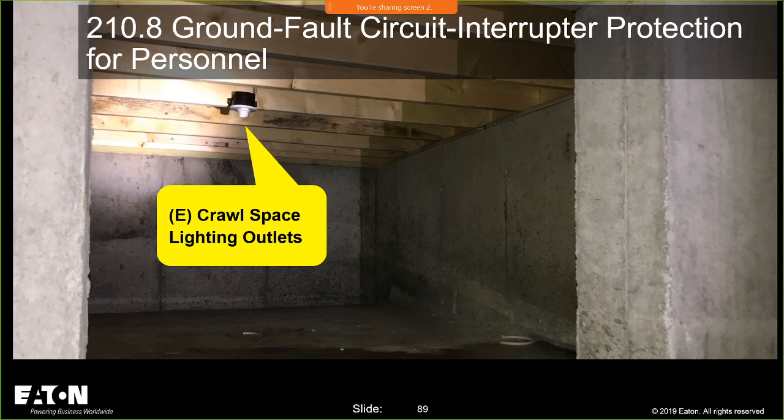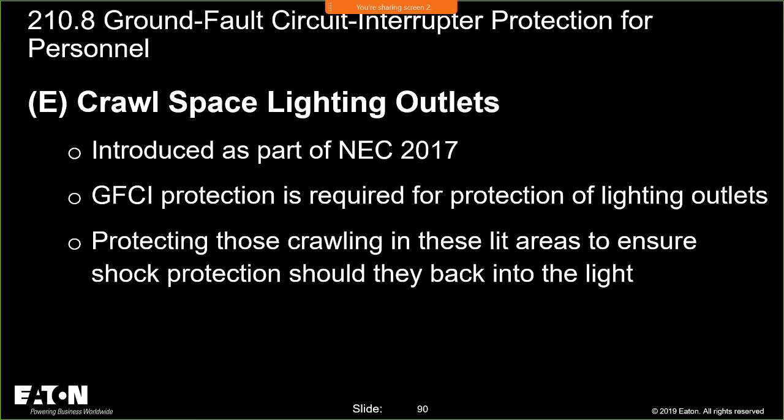Crawl spaces. This one generated some discussion. We added in 210.8 a whole separate section (E) for crawl spaces. Lighting outlets. Now this is lighting outlets. Remember, everything that you've seen in 210.8 has been about receptacle outlets. 210.8(E) is talking about crawl space lighting outlets. And unfortunately, the problem that we ran across there was introduced in the '17 code. We had the case of an electrical worker who backed into a light bulb and was electrocuted in a crawl space.